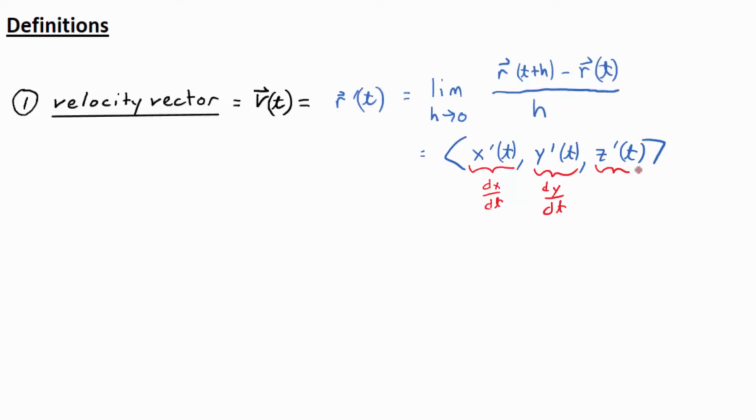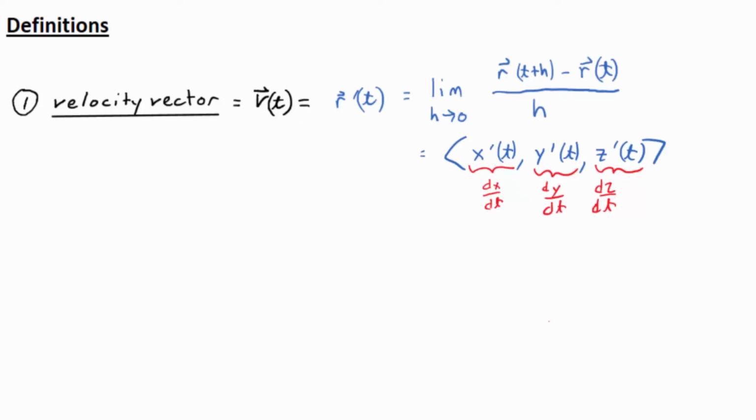And that reminds us of something, dz dt. That reminds us that x prime of t, dx dt, is the rate of change of the first component with respect to time, right? dy dt, y prime of t, is the rate of change of y with respect to t, the second component. dz dt is the rate of change of z with respect to t.